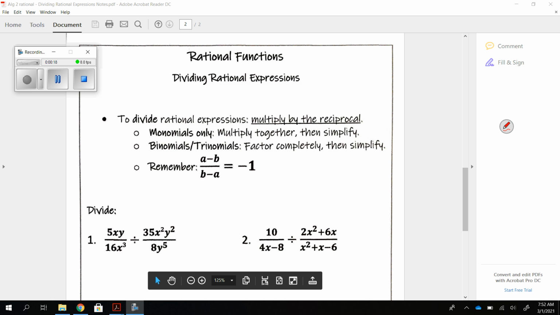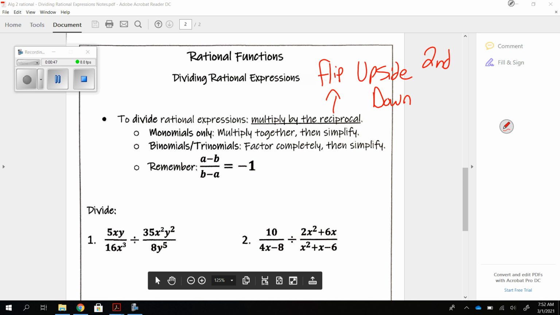And it says to divide rational expressions, multiply by the reciprocal. The reciprocal means we flip upside down. All right, and you'll see what that looks like. Okay, we won't flip both of them upside down because that would be almost the same thing. We're going to flip the second one upside down. Okay, then it says monomials only, multiply together, then simplify.